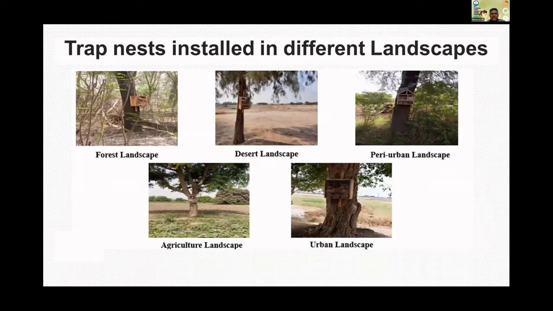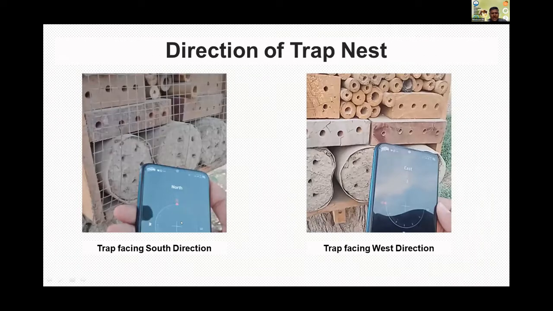And now these pictures are showing the installation of the trap nest. These trap nests, as you are seeing, were installed in forest landscape, in desert landscape, in peri-urban, in agriculture, as well as in urban landscape. Also, digital technology was used to standardize the nesting direction. As you are seeing, these traps were first installed, and digital technology was used to standardize the direction of these nests. Different directions were used to install these nests.